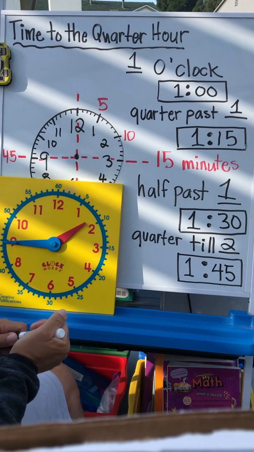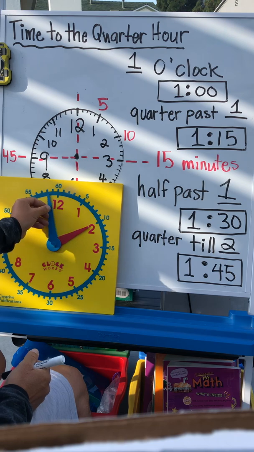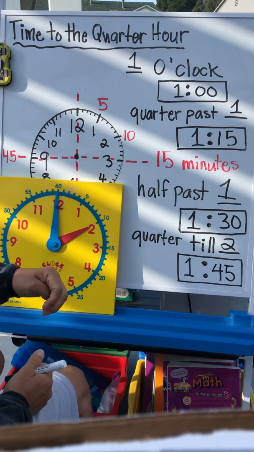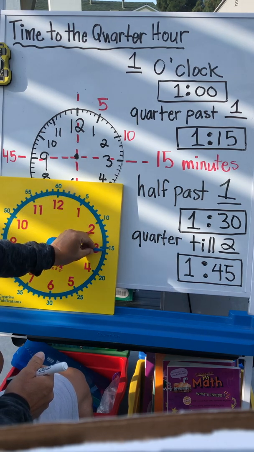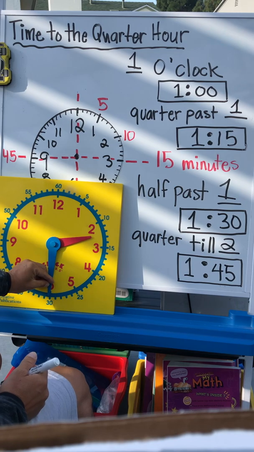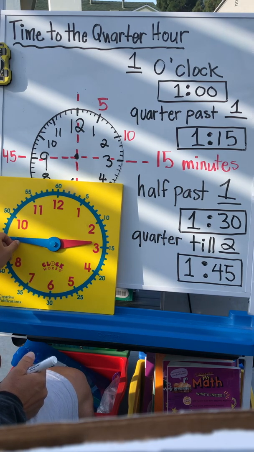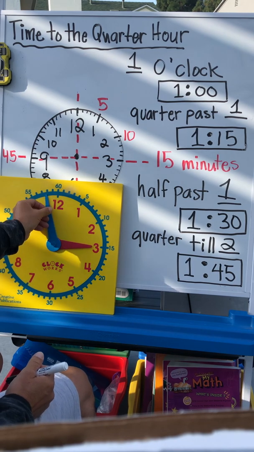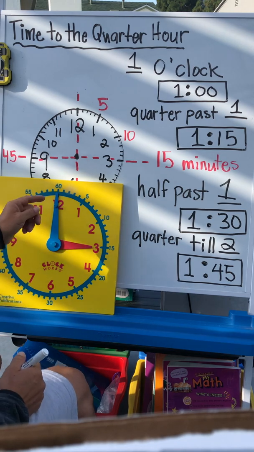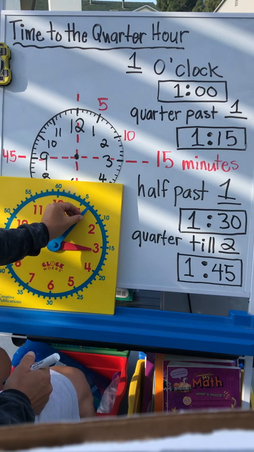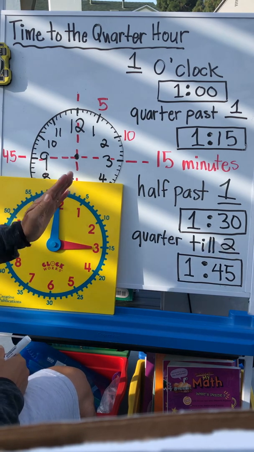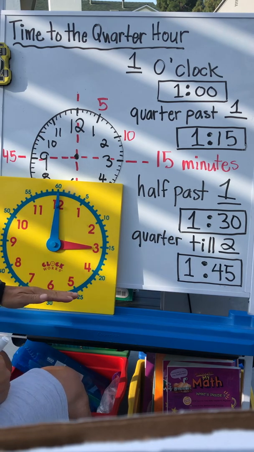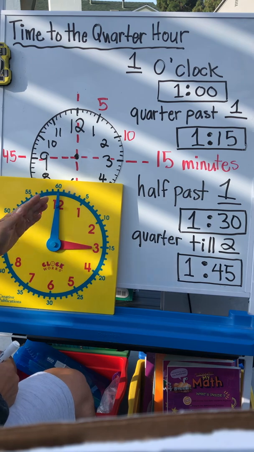So just to review, boys and girls, a clock is divided into 4 quarters. 1 quarter, 2 quarters or half past, 3 quarters or 15 minutes until or till the next hour, 4 quarters, and that's a whole hour. Okay, so a quarter, if you remember, of an hour is 15 minutes, and a clock has 4 quarters. Quarter 1, quarter 2, quarter 3, and quarter 4.